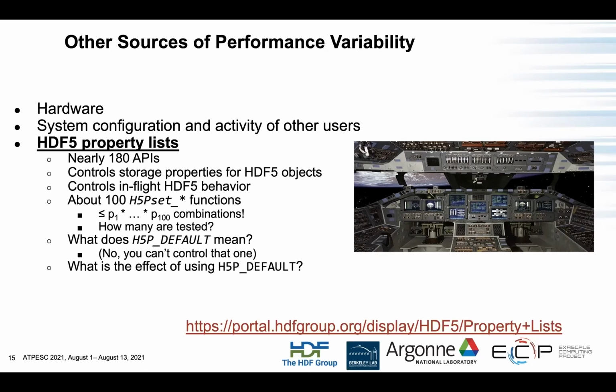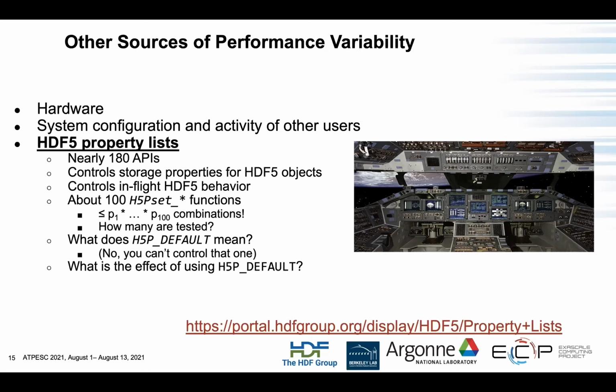These are the H5P APIs in the HDF5 library, and there are nearly 180 APIs. It basically controls the storage properties of the HDF5 object. So it controls the in-flight behavior. As the program is running, it controls how HDF5 is writing the I/O to disk. And with over 100 different H5P set functions, there are a lot of combinations. So how do you test those?